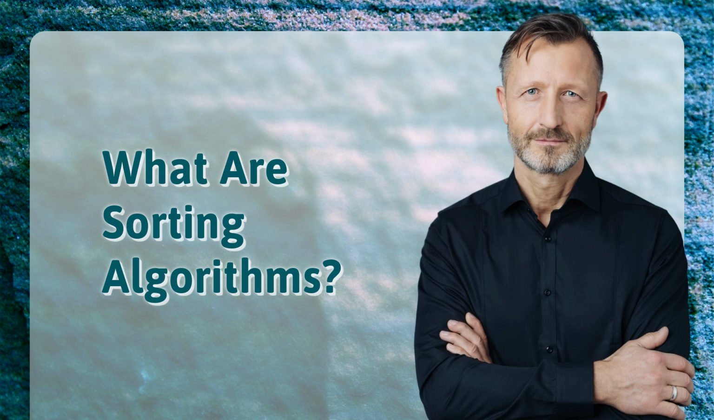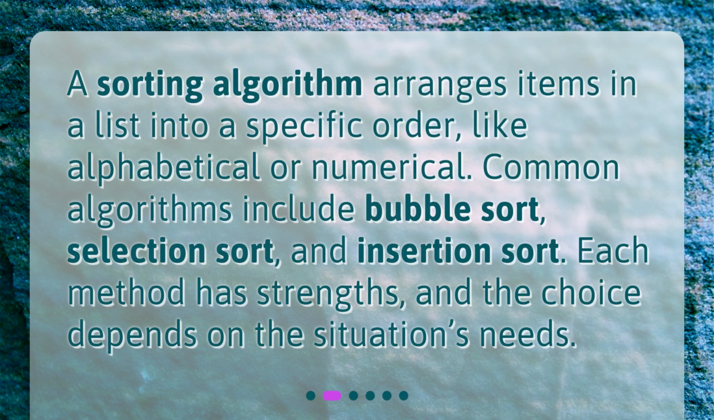What are sorting algorithms? A sorting algorithm arranges items in a list into a specific order, like alphabetical or numerical. Common algorithms include bubble sort, selection sort, and insertion sort. Each method has strengths, and the choice depends on the situation's needs.